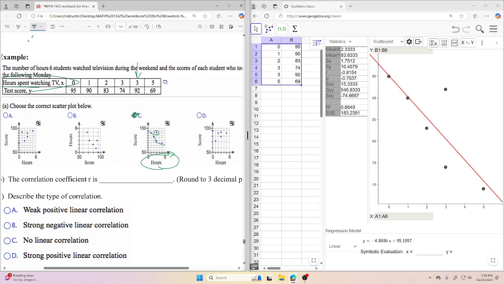I'm gonna pick C. Now correlation R is equal to negative 0.8154. Oh, that's what you were looking at. Now that makes sense. So then A, B, C, or D? B, strong negative. That's an 81% correlation of more of this, less of that. So more television, less test scores.